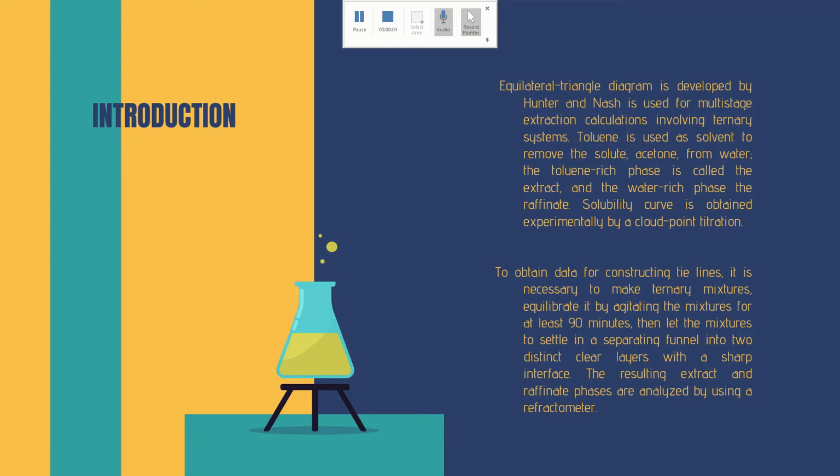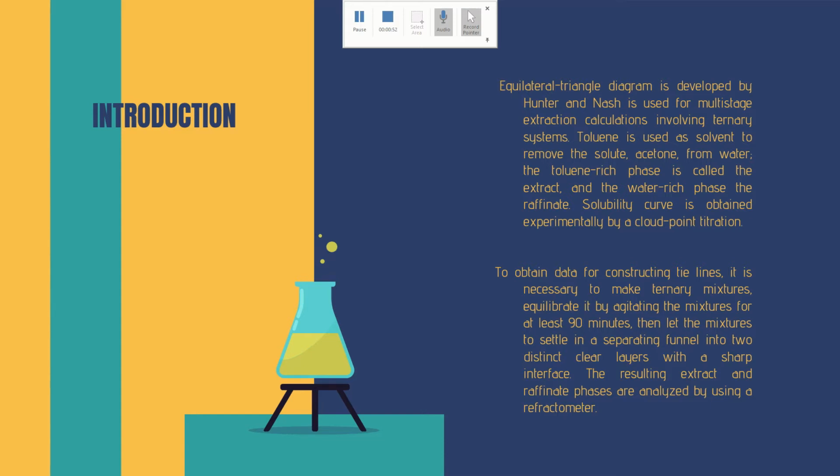Hello guys, before we go into the experiment, let me discuss our Equilateral Triangle Diagram. The Equilateral Triangle Diagram, developed by Hunter and Nash, is commonly used for multi-stage extraction calculation in the binary system. In practice, toluene is used as a solvent to remove the solute acetone from water. The toluene-rich phase is called the extract, and the water-rich phase is called the raffinate. The solubility curve is obtained experimentally by cloud point titration. Water, for example, is added to a mixture solution of toluene and acetone, and one notes the cloudiness due to the formation of a second phase.